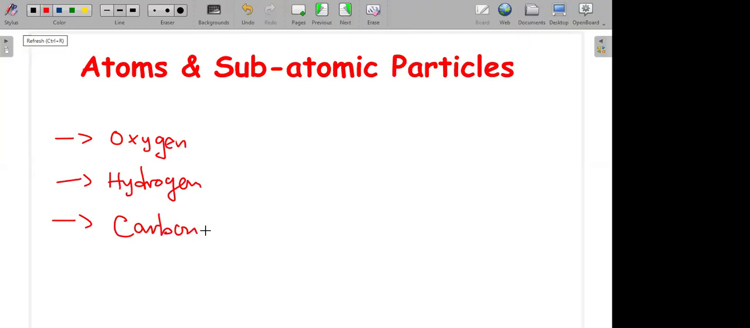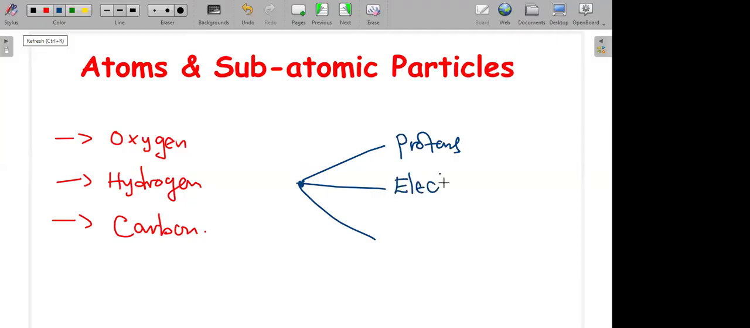Now these atoms are made up of what we call subatomic particles. We have three of them. I know you guys know them, so I'll draw like a tree here. One, we have the protons. Two, we have the electrons. And three, we have the neutrons.